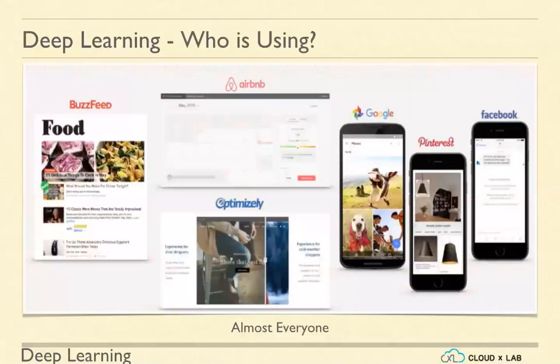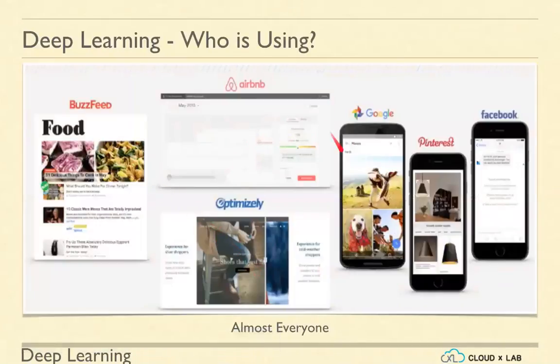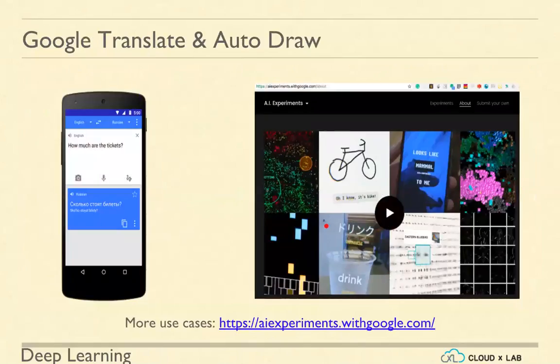So who is using deep learning? Almost everybody is using deep learning as of today. They are using deep learning in one form or another. BuzzFeed is using, Optimizely is using, Airbnb, Google Photos, and so on. All right. And in the same way, you must have already tried AutoDraw from Google and Google Voice, Google Translate. All of these are using it.